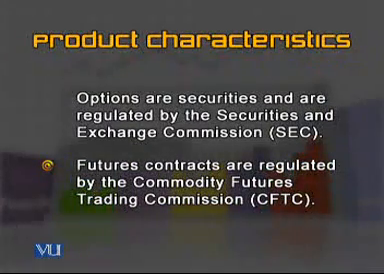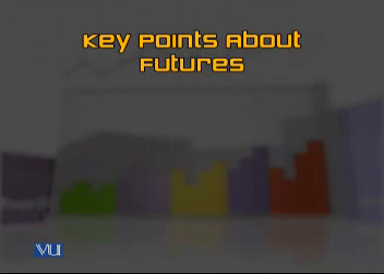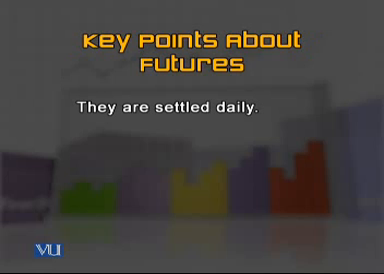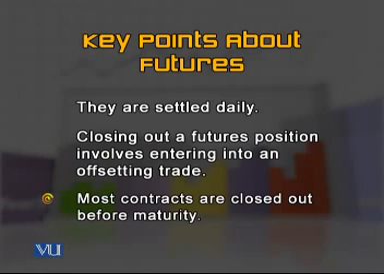So futures contracts are regulated by the Commodity Futures Trading Commission. The CFTC is the word for Commodity Futures Trading Commission. The options are regulated by the Securities Exchange Commission, which is the SEC. So options have their own watchdogs, futures have their own watchdogs. So some key points about the futures. Once again, is the mark-to-market, meaning they are settled daily. Closing out a futures position involves entering into an offsetting trade, and most of the contracts are closed out before they actually mature.